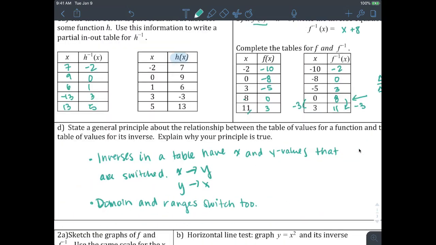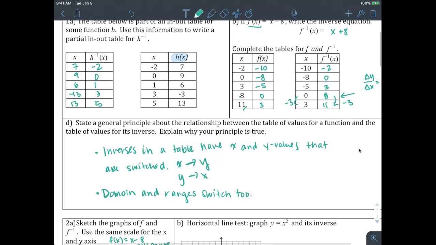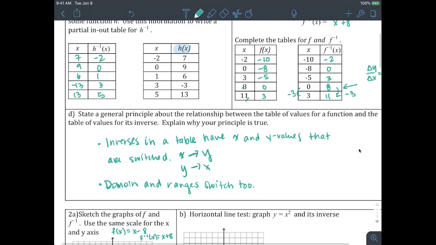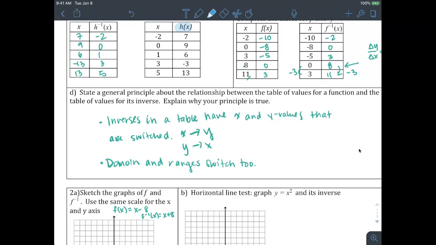Okay. So the general principles that we see for inverse relationships from a table are that the inverses have x's and y's that are switched. So something like this, the x's become the y's and the y's become the x's. And then also remember that domain and range are also x's and y's, so they also get switched.